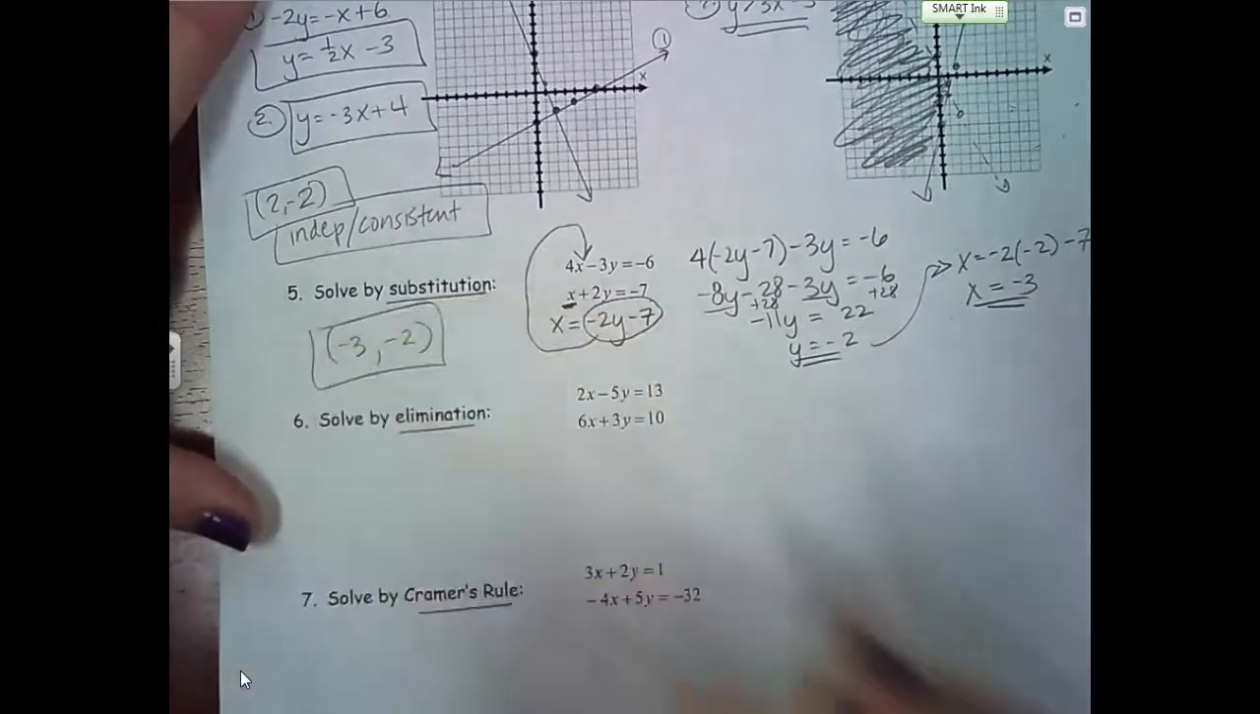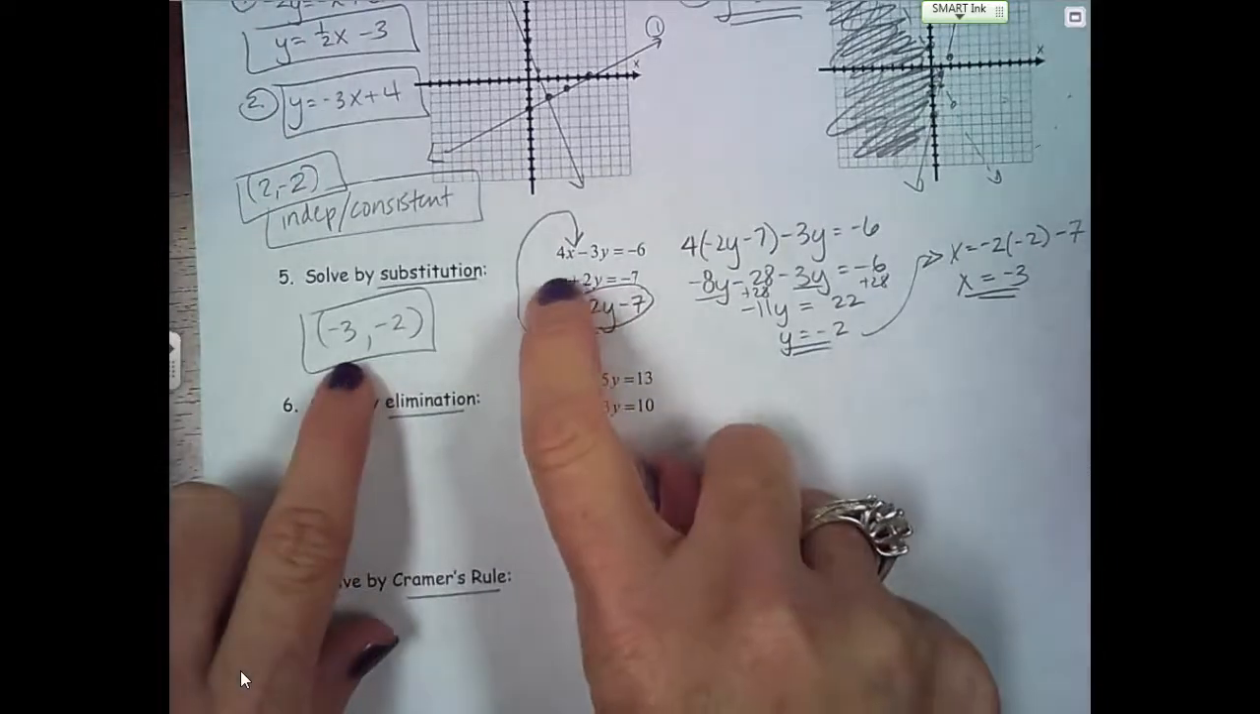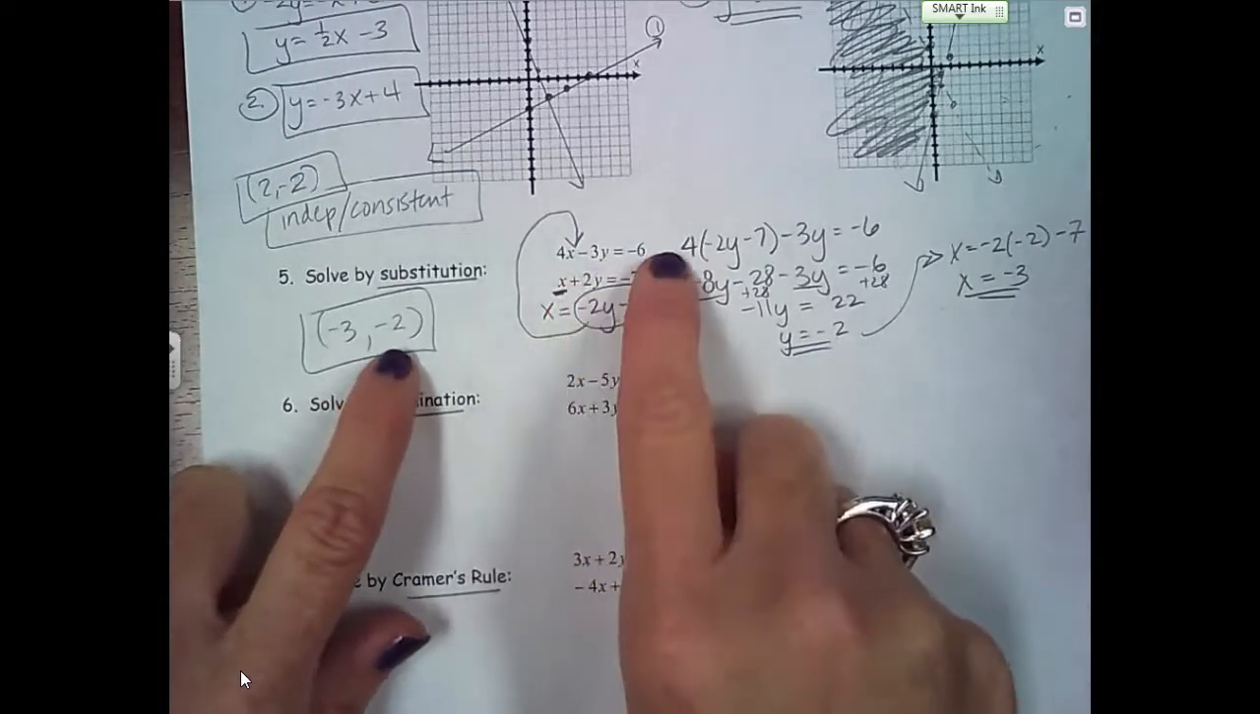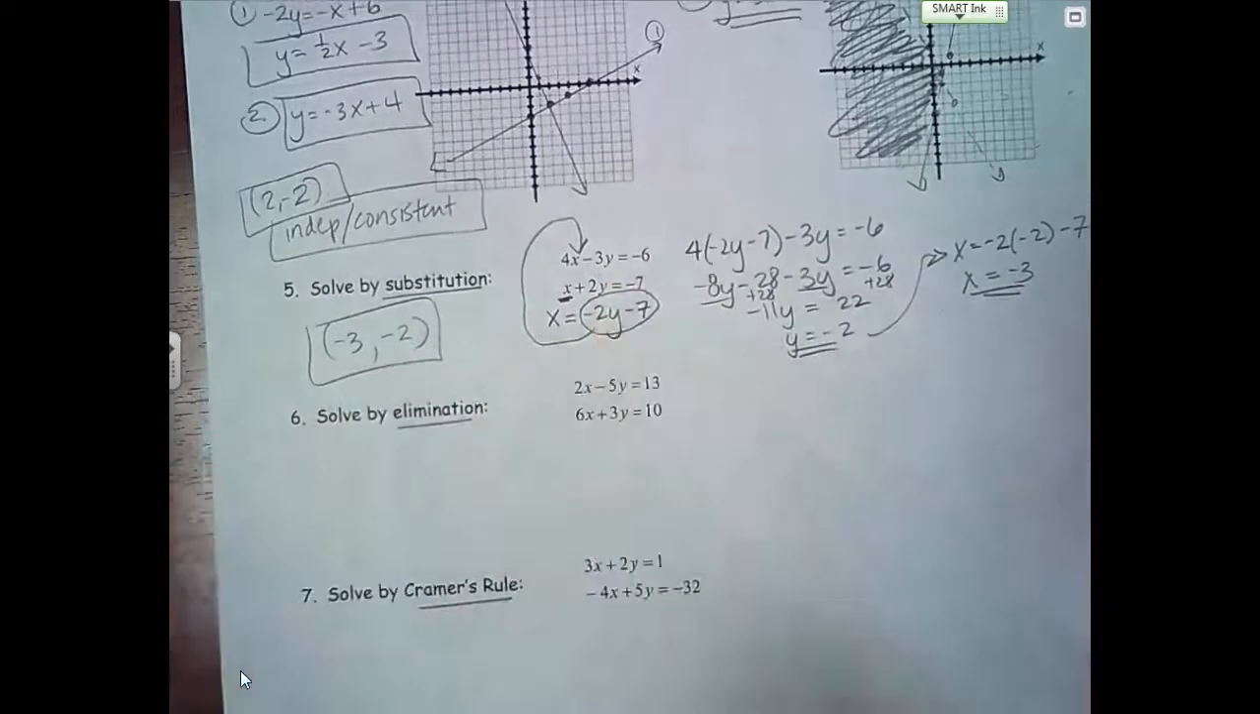And then you can plug it in and check. You can plug in 4 times negative 3 minus negative 3 times negative 2 and make sure you get negative 6. You can plug them into both.